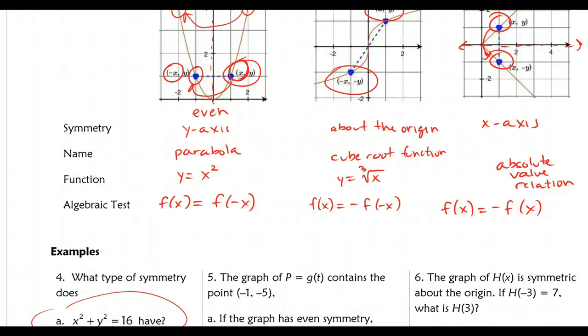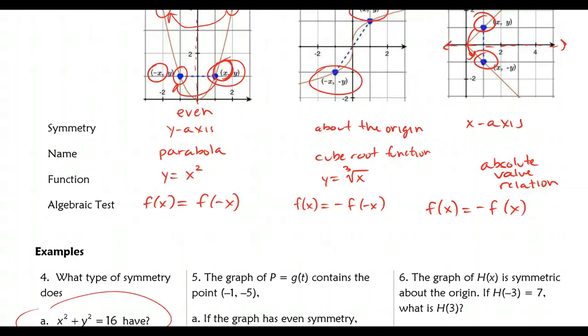Okay, so to recap, if we want to test whether or not a function is symmetric about the y-axis, then we're going to check to make sure that when we replace x with negative x, we get the exact same expression. Okay? If we want to check to see if it's symmetric about the origin, we take x, we replace it with negative x, and we take y, we replace that with negative y, and we check to see if we get the exact same equation that we started with. When we want to check to see if it's symmetric about the x-axis, we replace y with negative y.